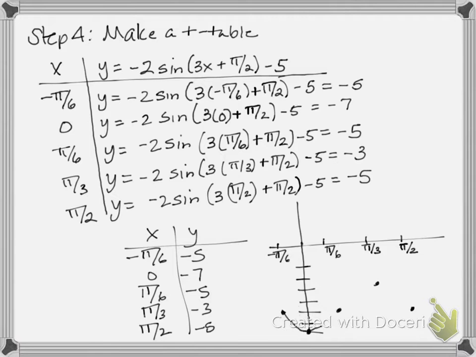So my curve is going to do this. I'm going to move up, and I'm going to be down like that. And this would be one period from negative pi over 6 over to pi over 2. This is one period of the graph. If I repeat, I can draw another period. And that's all you need to do.